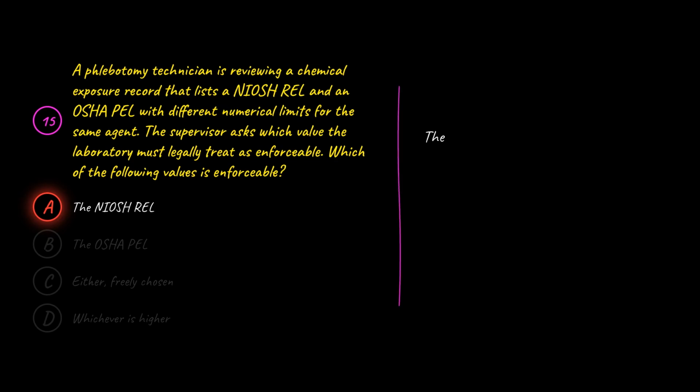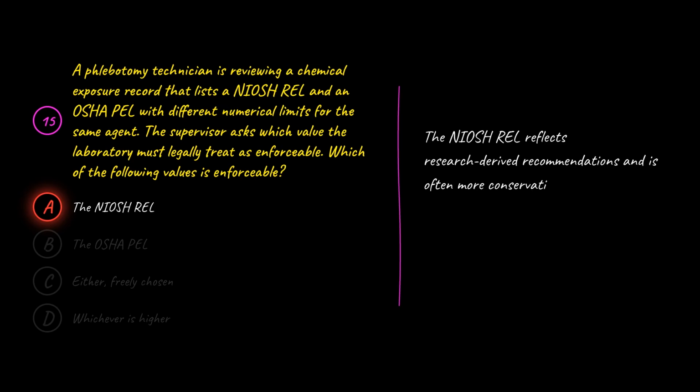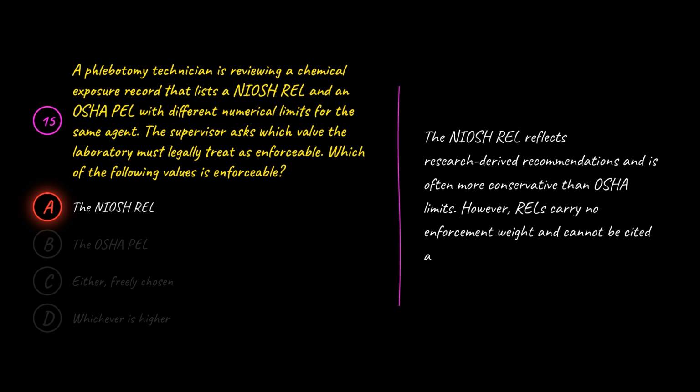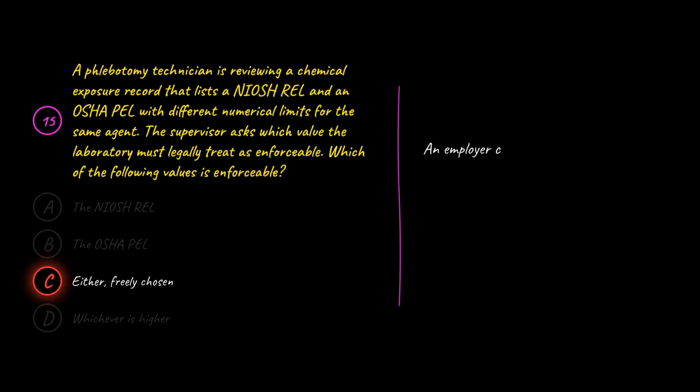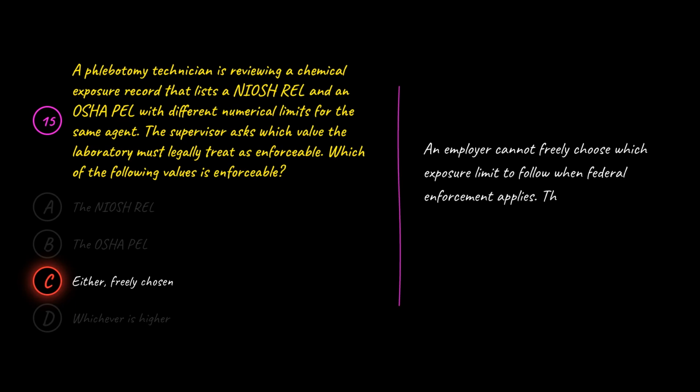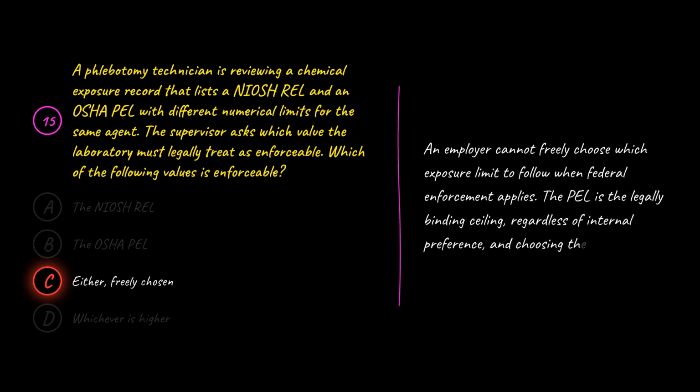A is wrong because the NIOSH-REL reflects research-derived recommendations and is often more conservative than OSHA limits. However, RELs carry no enforcement weight and cannot be cited against an employer during an inspection or workplace audit. C is wrong because an employer cannot freely choose which exposure limit to follow when federal enforcement applies. The PEL is the legally binding ceiling, regardless of internal preference, and choosing the looser figure would violate OSHA standards.